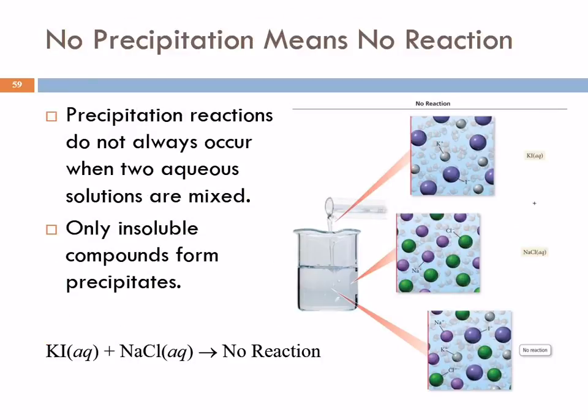So sometimes you go to a party and nobody is really attracted to anybody else, right? So here we have potassium iodide and sodium chloride. So we have potassium ion and iodide ion going to the party. We've got sodium ion and chloride ion going to the party.